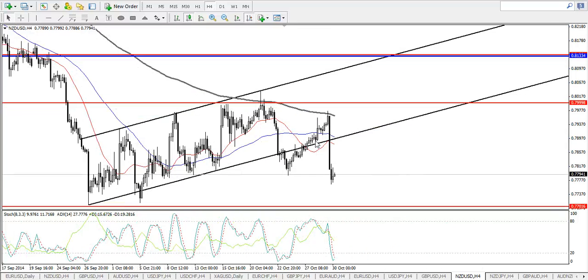Alright, so price has broken below the rising trend channel for the second time, and therefore this time around I think that price may fall even further. So just wait for certain retracement.